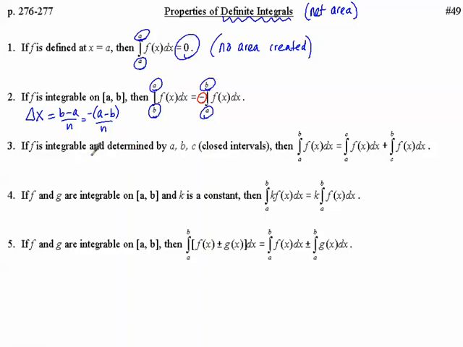Third property, f is integrable and determined by a, b, and c on closed intervals. Then what does this mean? The definite integral from a to b equals these two integrals added up, a to c plus c to b. Why is that the case? Let's look at the picture.